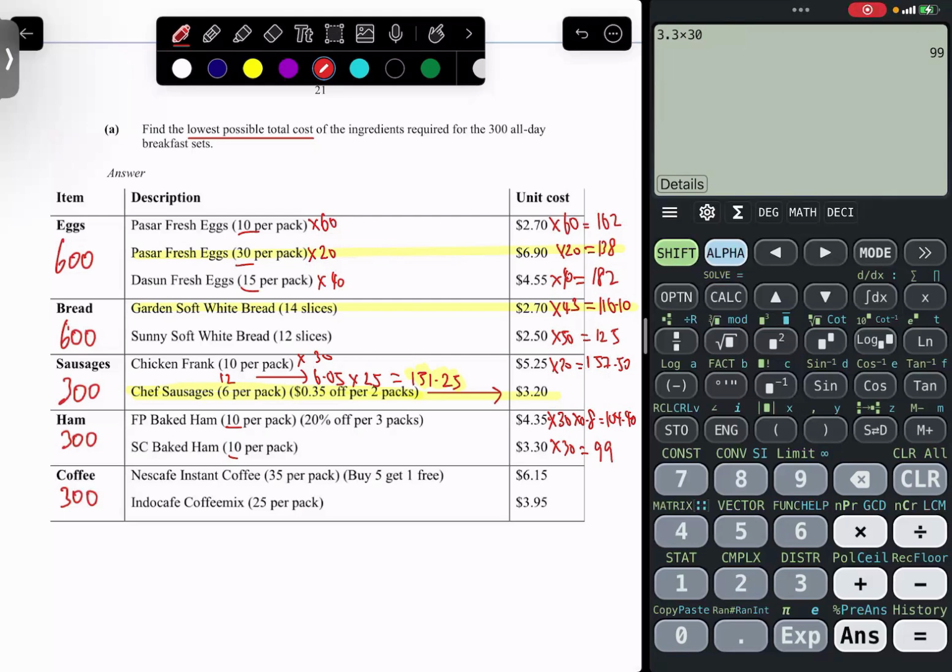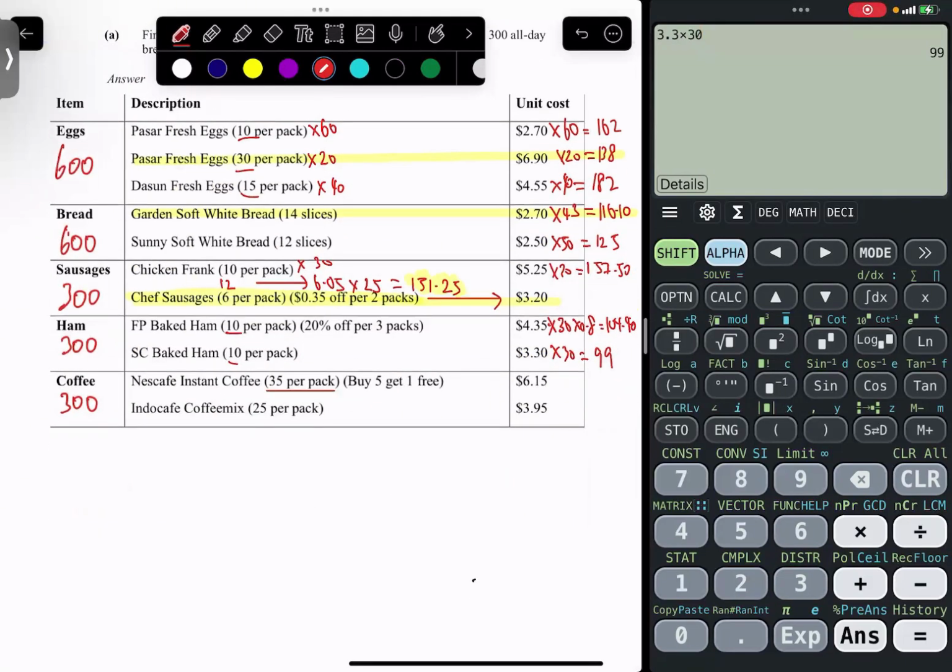Okay, now coffee, right? 35 per pack, buy 5, get 1 free. If we get 35 per pack and we need 300 in total, 300 divided by 35 is not a nice number, we get 8.57. That means for coffee I need to buy 9 in total. So I buy 5, I get 6, I still need to buy 3 more. So buy 5 plus 3, I need a total of 8. So 615 times 8. I need to spend 49.2 down here. Otherwise I can have 12 down here times 12. 395 times 12. Okay, 47.4. So that means I will also choose this.